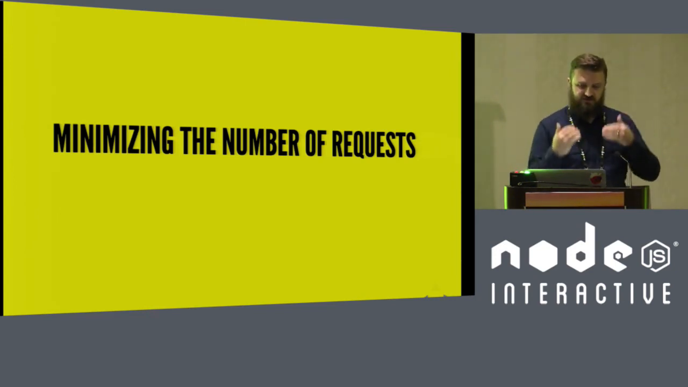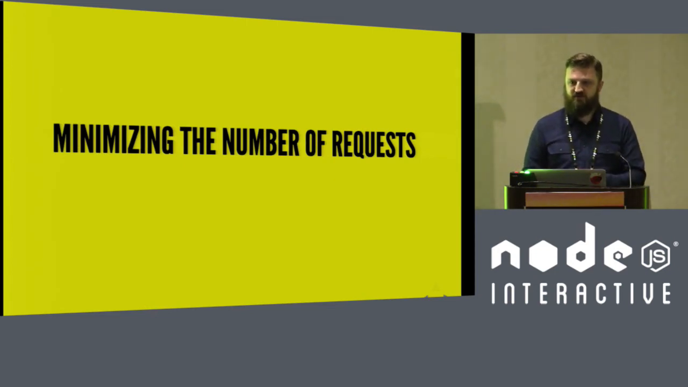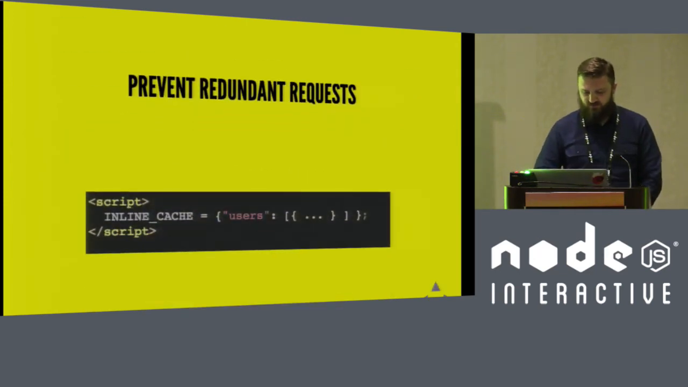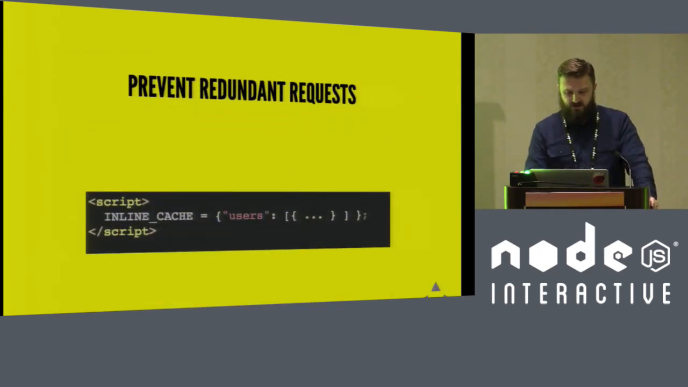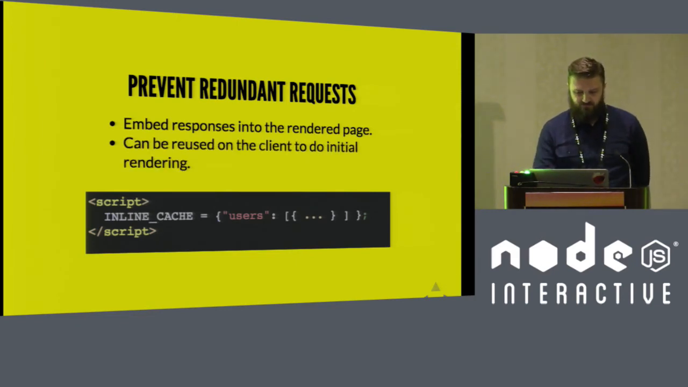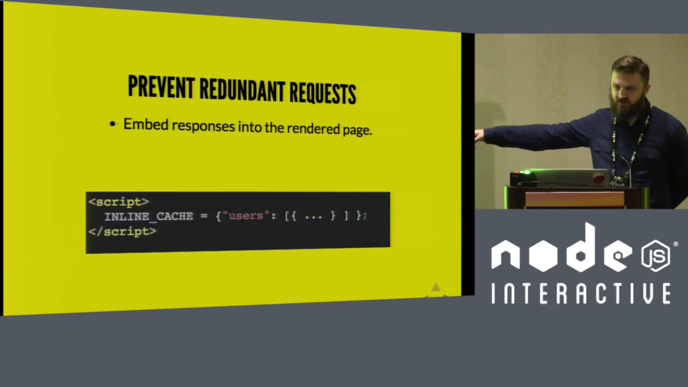the user is going to see the fully rendered page. We don't want to then go back when the JavaScript kicks in and make all the same API requests. So I call this preventing redundant requests. And the way to do this is just to embed the response data into the page. In this example, this is how we do it in CANSSR.